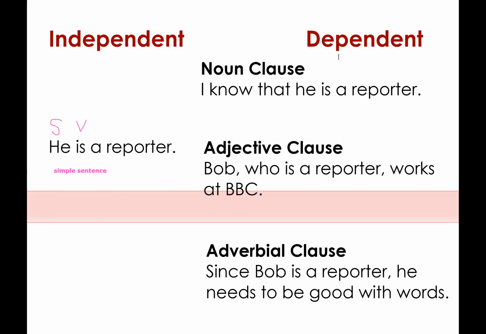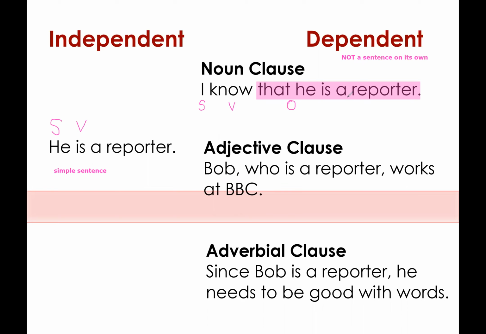And we have 3 dependent clauses. Dependent, by definition, depends on something else to become a sentence. So it is not a sentence on its own, despite having subject and verb. We have 3 different kinds of dependent clauses. A noun clause is like a noun. It functions as the subject or the object of the sentence. For example, in this case, we have a noun clause, or a that clause, and it is functioning as the direct object: "I know that he is a reporter."